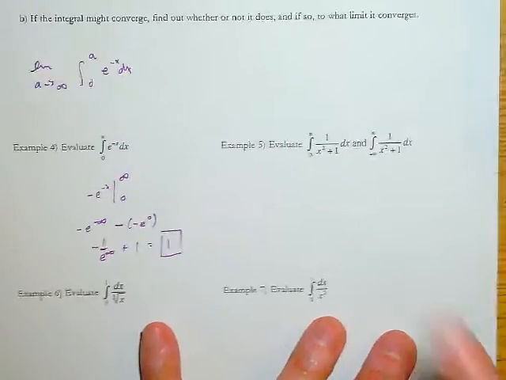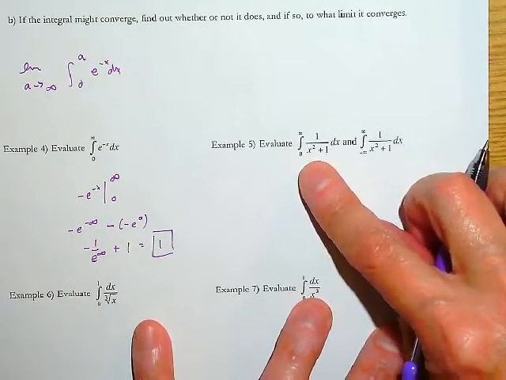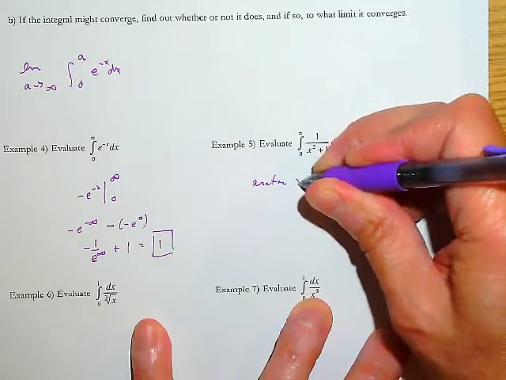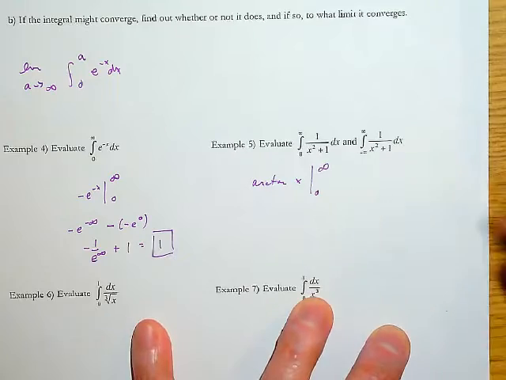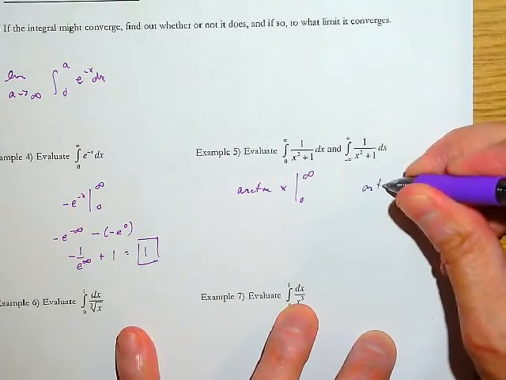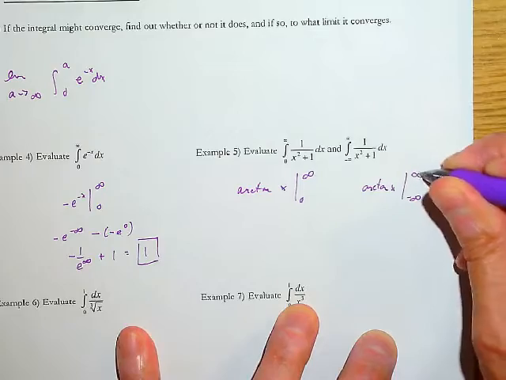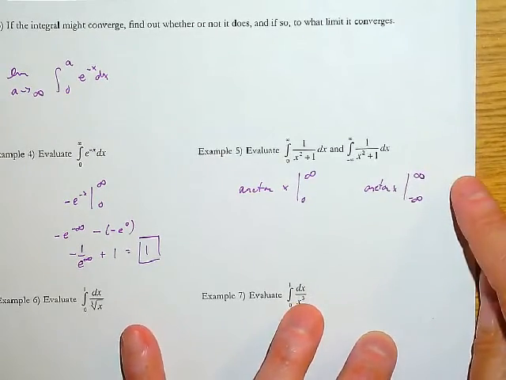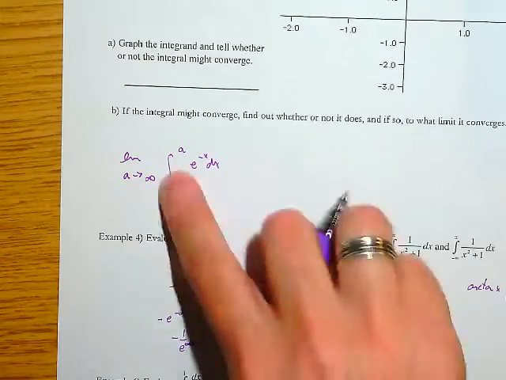Okay? Ooh, this one looks like arctan. In fact, it is arctan. So arctan x from 0 to infinity. And this one, same idea. Arctan x from negative infinity to infinity. Again, I'm using the informal infinity as your limits as opposed to writing a limit as a approaches infinity formally.